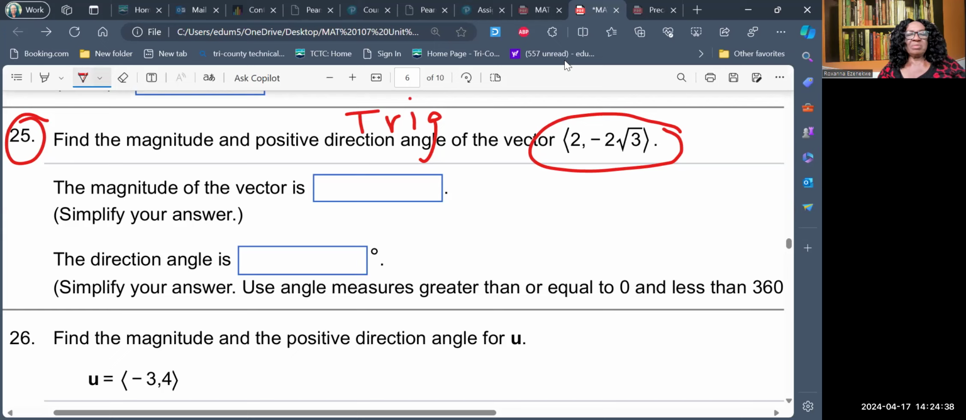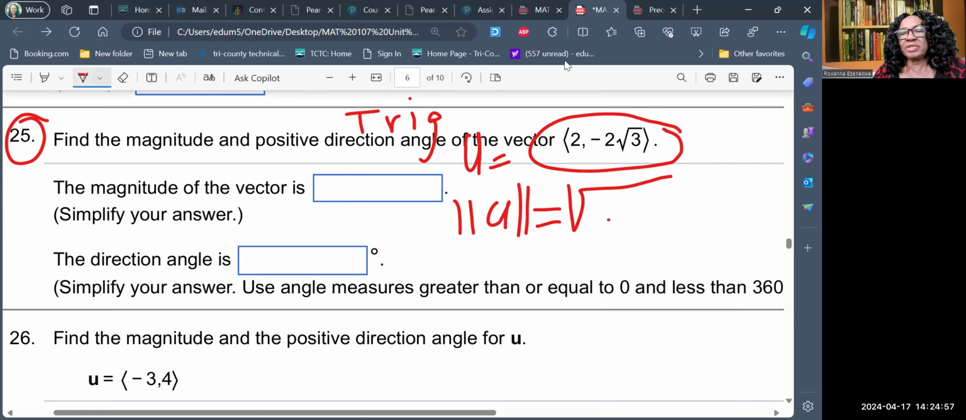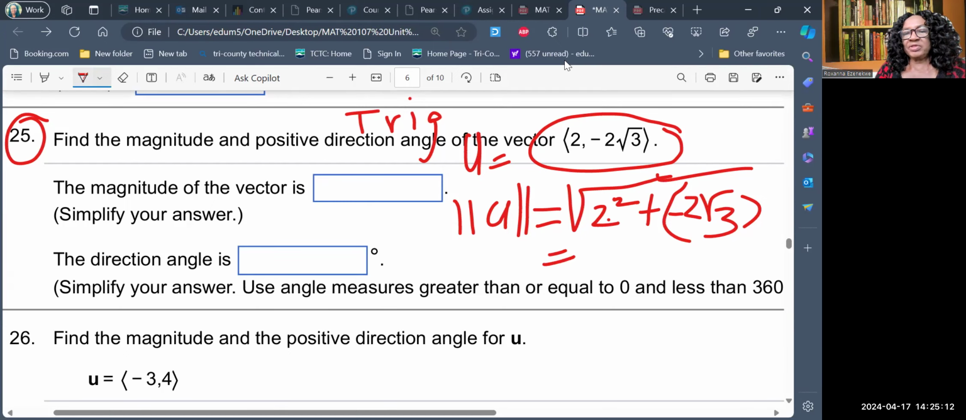-2√3. So remember we said the magnitude of any vector, let's call this vector vector u. So this is vector u. So the magnitude of vector u is equal to the square root of the x component squared plus the y component squared. All right, and then we have the square root of 2 squared. We have square root here 4.